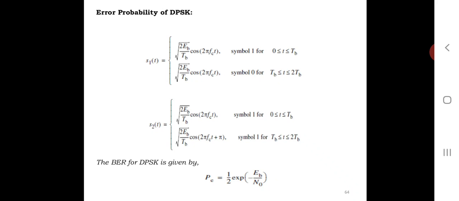According to part 1 of the DPSK encoding rule, the carrier phase remains unchanged, thereby yielding a DPSK signal that is S1 of t equal to square root of 2 EB by TB cos 2 pi FC t for symbol 1 transmission, that is bit 1 transmission, and the time period for symbol 0 transmission starts from TB to 2 TB. S1 of t and S2 of t are shown here.